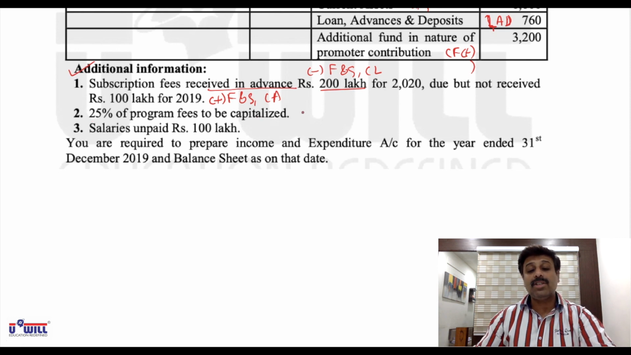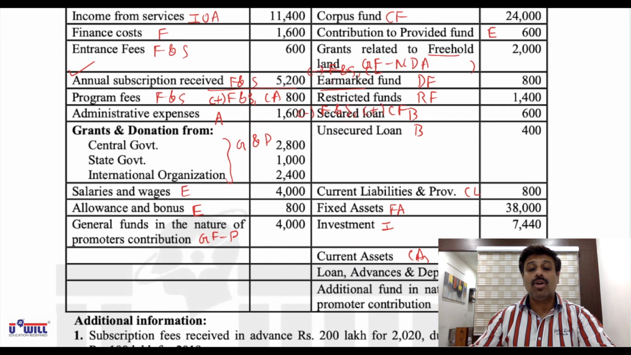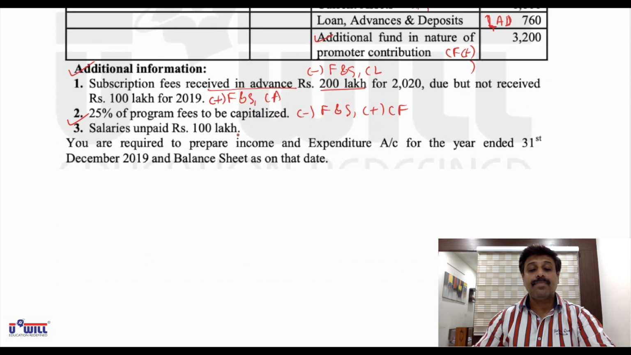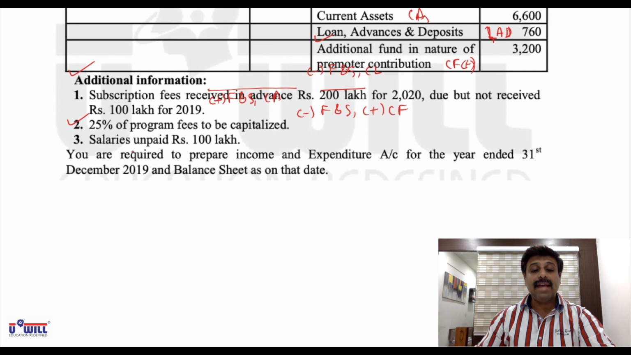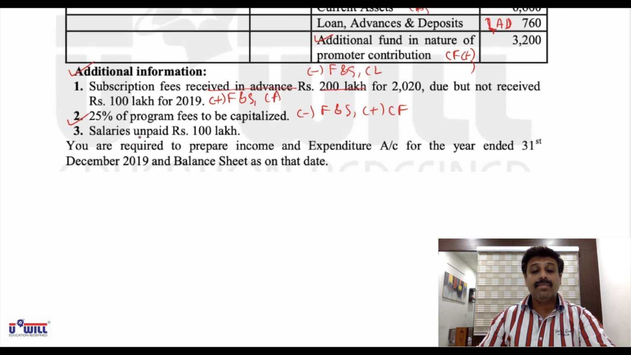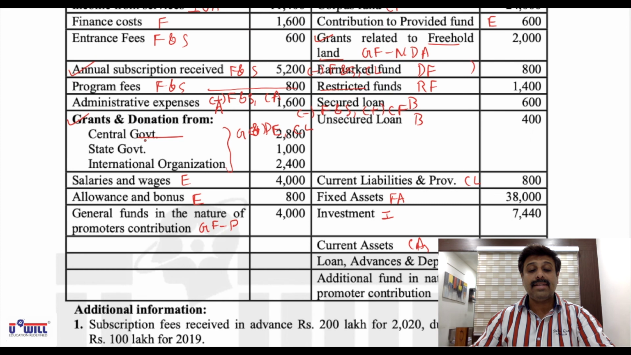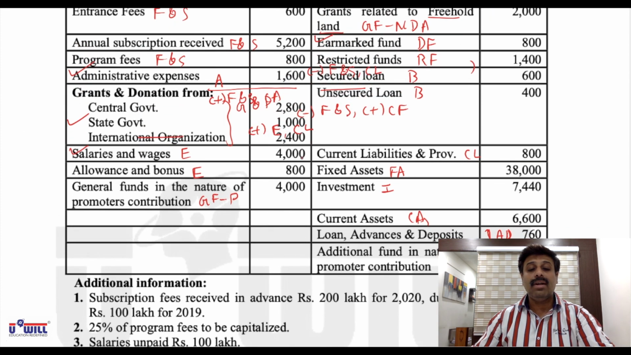25% of program fees to be capitalized, minus from fees and subscriptions and add in corpus fund. So put tick on corpus fund as well as put tick on program fees. And lastly, salaries unpaid 100 lakhs, plus in employees benefit expense, that is salaries, and current liability. So all of you put tick on salaries and wages. There you are going to add that.